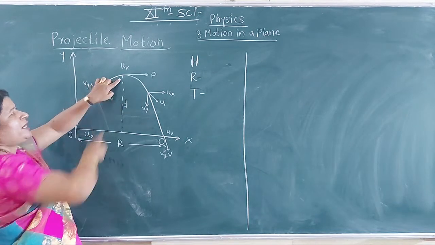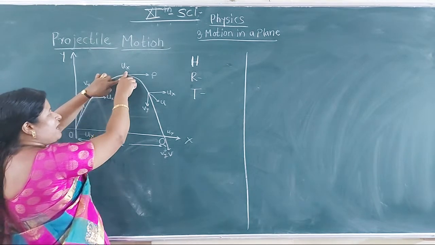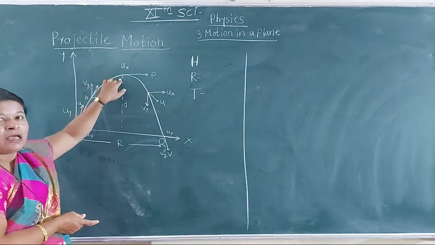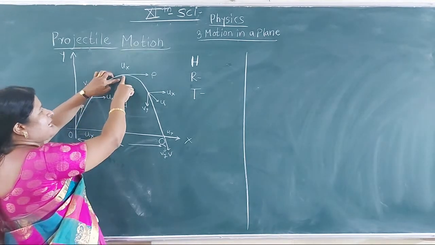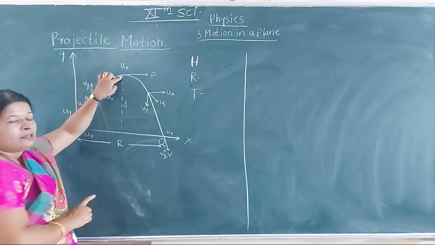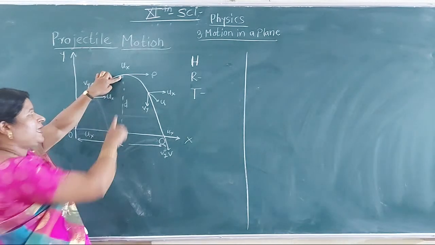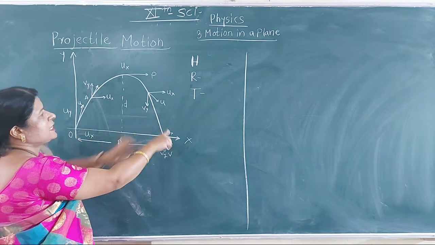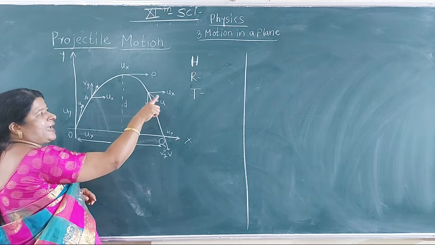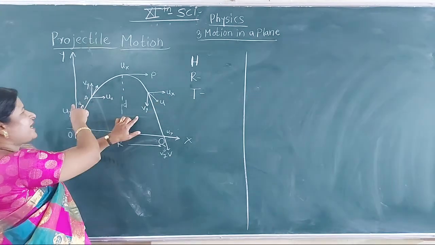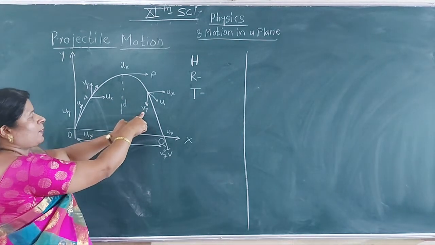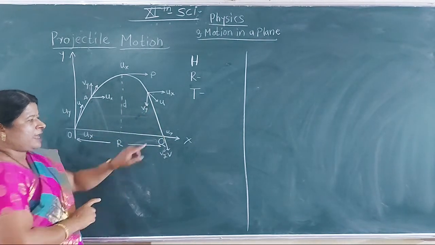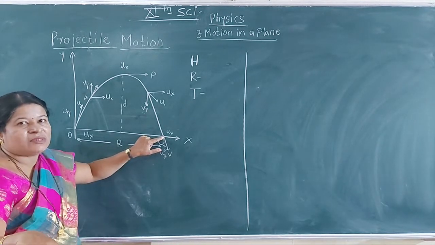Then when the projectile reaches the highest point, its vertical velocity becomes 0 because the object is at the highest point. At point B, the vertical velocity of the projectile is 0. Then it comes towards the ground, and when it falls down, its horizontal velocity is ux and its vertical velocity is vy. And when the object reaches point Q, its velocity becomes 0.